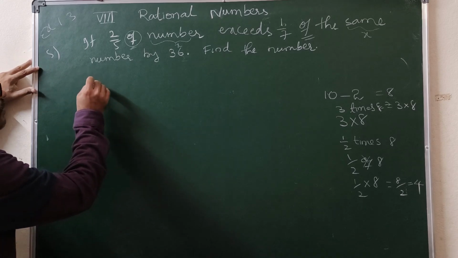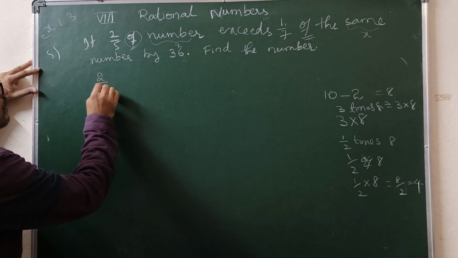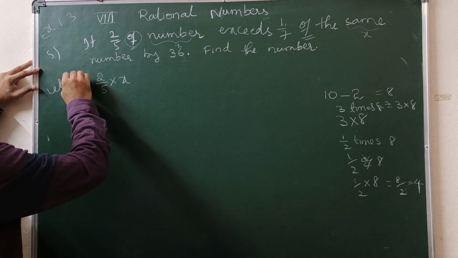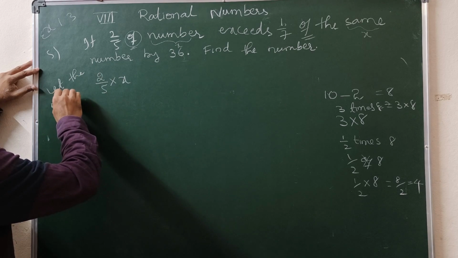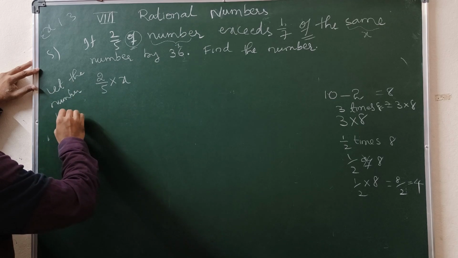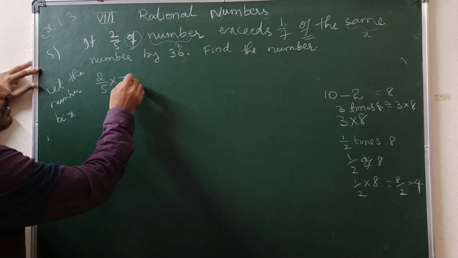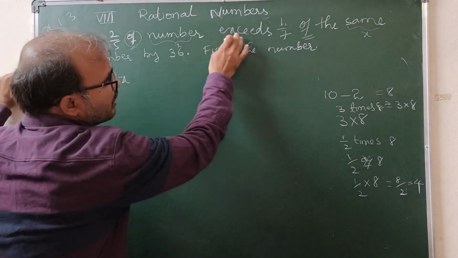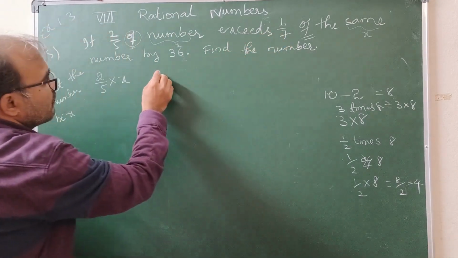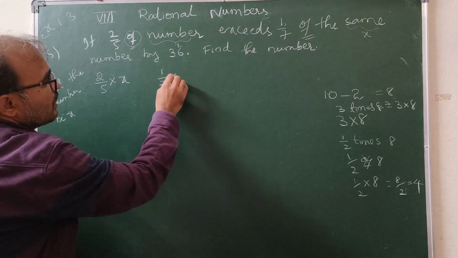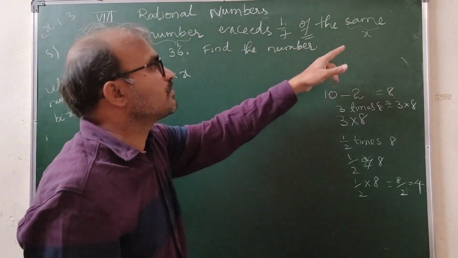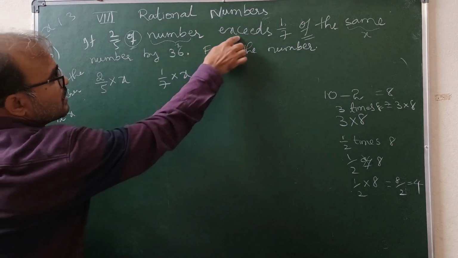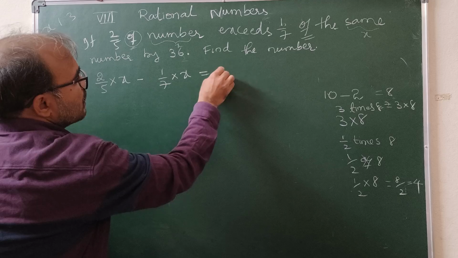Now, 2 by 5 of a number. Let the number be x. Now 2 by 5 into x. This number x minus 1/7 of the same number. 1/7 of the same number means again 1/7 into x, right? This is equal to 36, right?